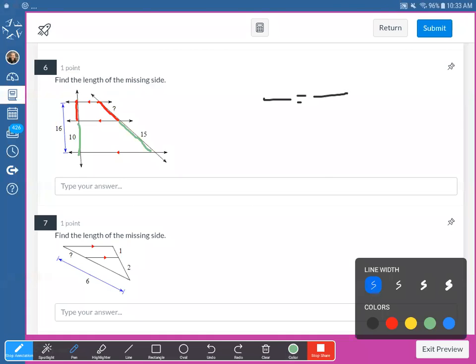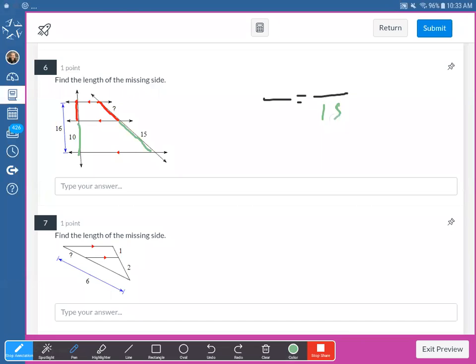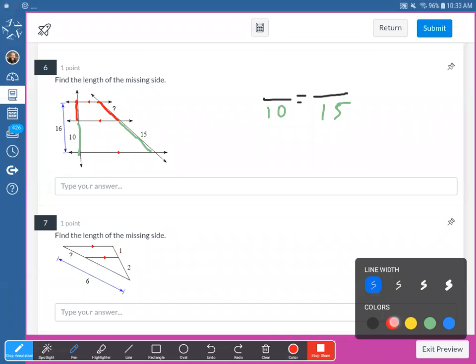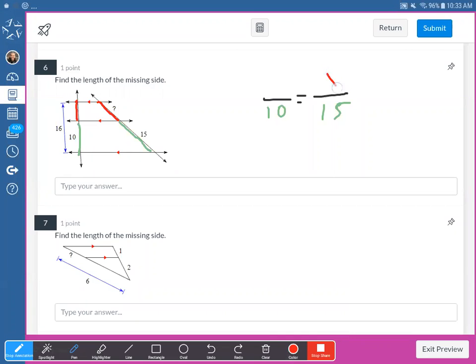The green one is 15, and then this one is 10. Then on top, you have x here. And then for this one, that's got to be 6. So this is what you solve. Again, if you want to make it easier, you reduce that to 3 over 5 equals x over 15. So you get 45 equals 5x, so that's what, 9?